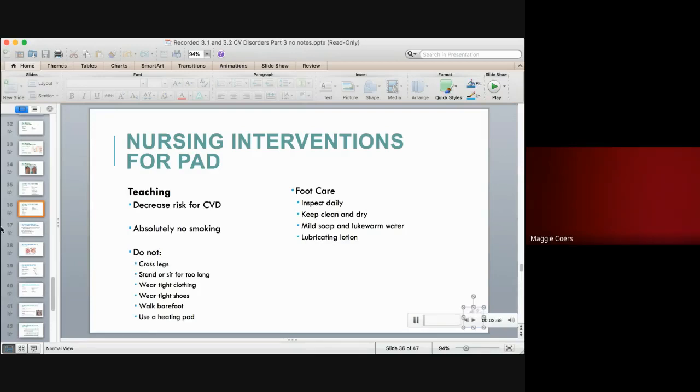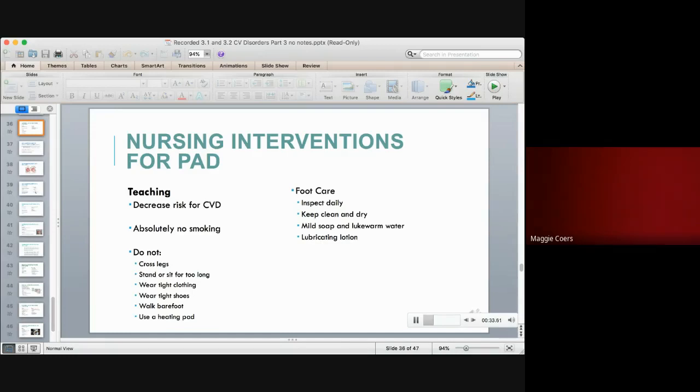And then the last thing is teaching. So we want to teach the patient anything they can do to decrease their cardiovascular risk factors overall. Absolutely no smoking. Again, monitor smoking level and then teach on avoidance of smoking or to quit smoking. If they have coronary vascular disease and coronary artery disease, then they probably do have peripheral artery disease.